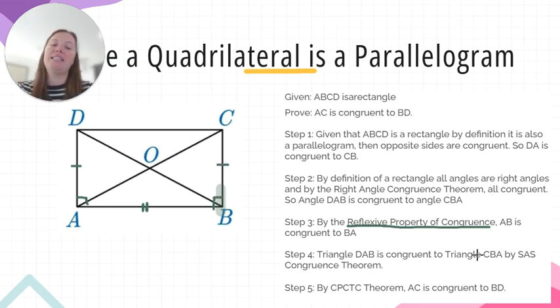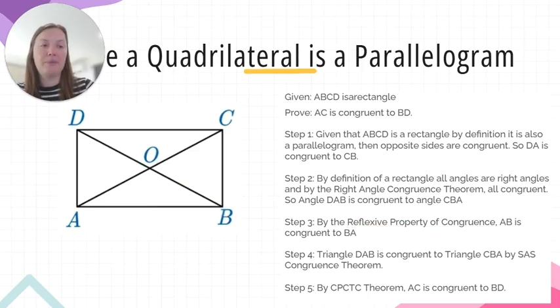So by the side-angle-side congruence theorem, we know that DAB and CBA are congruent to each other. From there, by the CPCTC theorem, that also means that our third sides are congruent to each other. That means that AC and DB are congruent to each other. So once again, we're working with triangles to show that our diagonals are congruent.